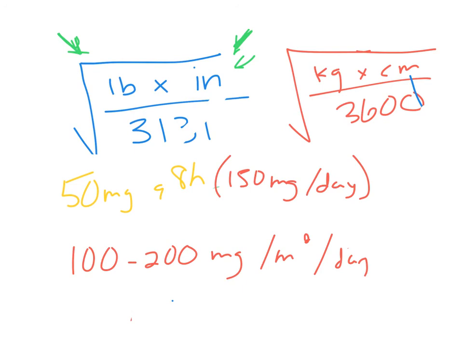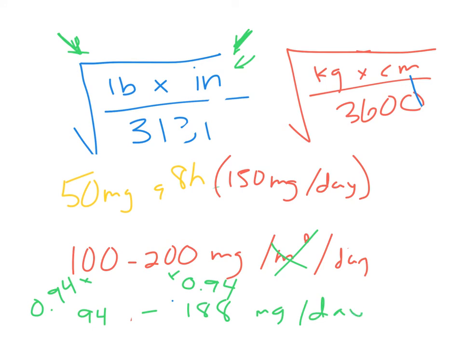So that's what we're going to do here to figure out what's safe for this person. I'm going to take 0.94 times both sides of that range. 0.94 times 100 would be 94, and 0.94 times 200 would give us 188. So their safe range is 94 to 188 milligrams every day.